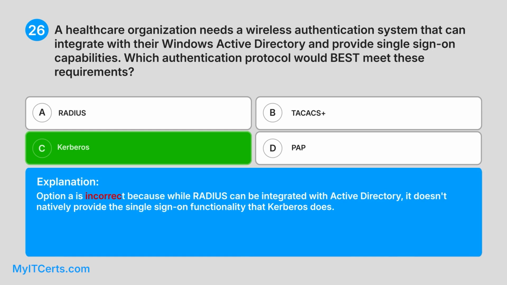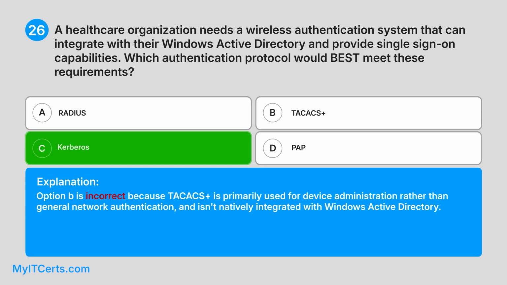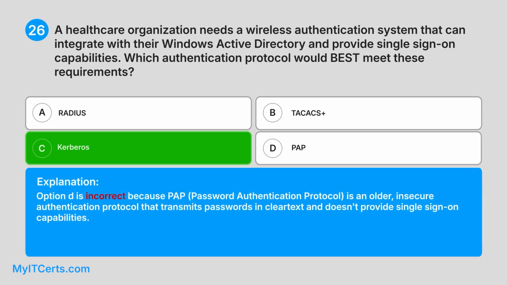Option A, RADIUS, is incorrect because while RADIUS can be integrated with Active Directory, it doesn't natively provide the single sign-on functionality that Kerberos does. Option B, TACACS+, is incorrect because TACACS+ is primarily used for device administration rather than general network authentication and isn't natively integrated with Windows Active Directory. Option D, PAP, is incorrect because PAP, Password Authentication Protocol, is an older, insecure authentication protocol that transmits passwords in clear and doesn't provide single sign-on capabilities.